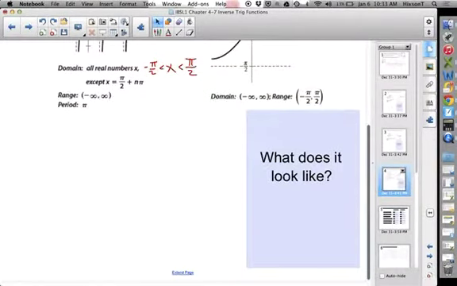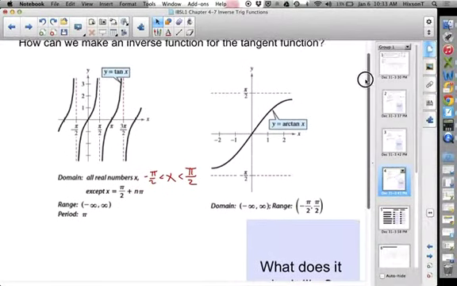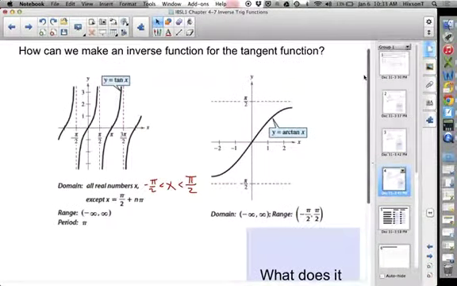Okay? So you look here, and instead of having vertical asymptotes, we now have horizontal asymptotes. Okay? Our domain is all real numbers now instead of the range, and our range goes from negative pi over 2 to pi over 2.